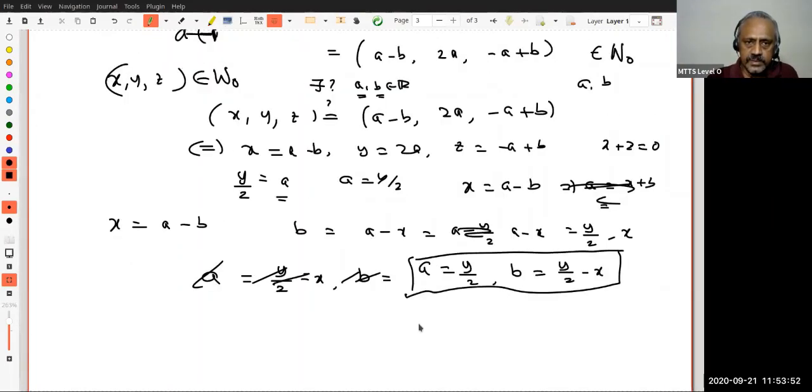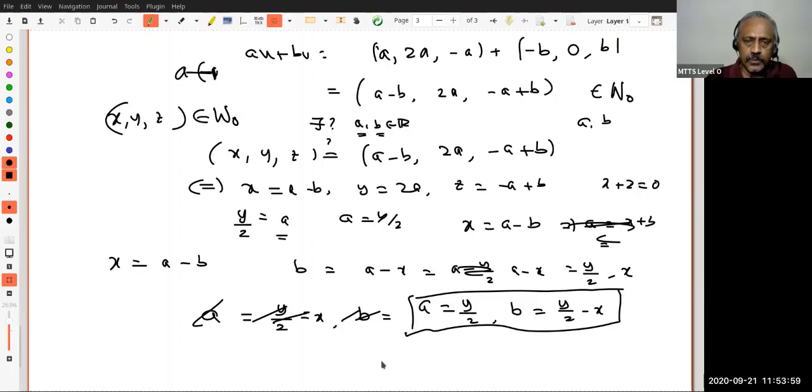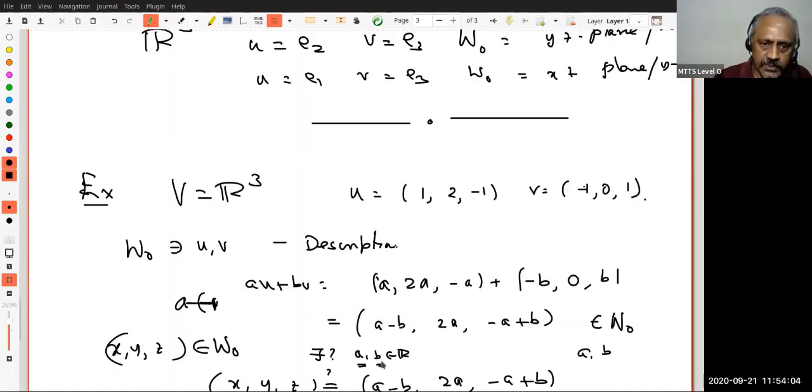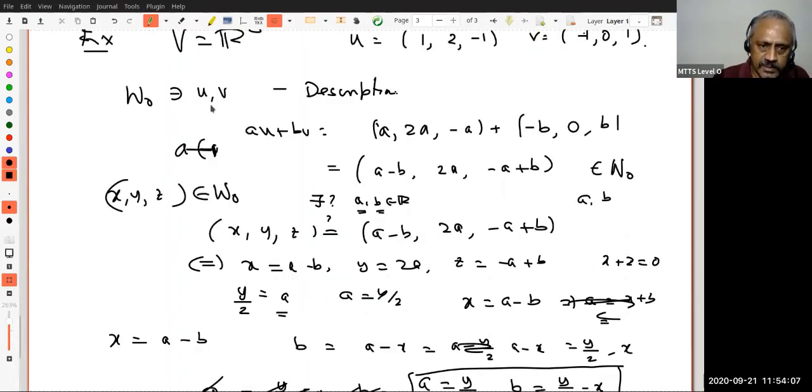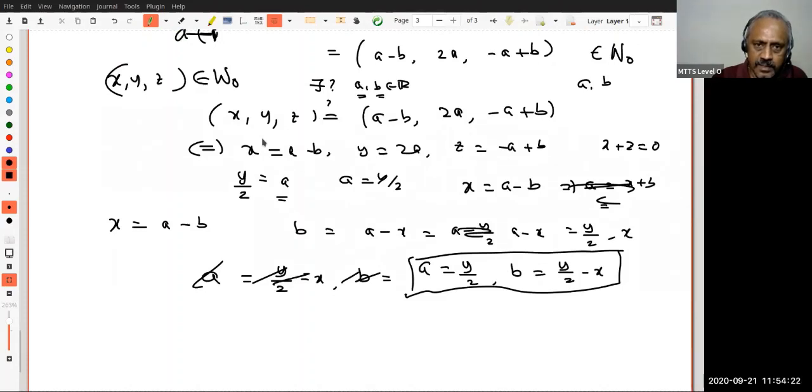Do you follow this? Please go slow and understand. What I have shown is, take these two vectors, and W naught must contain vectors of this form. If you give me a vector x, y, z in R3, I want to know what the conditions on x, y, z are such that it is in W naught. I want to claim I can solve for a and b. So this is what it is.